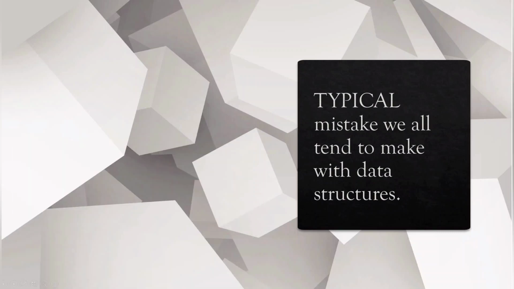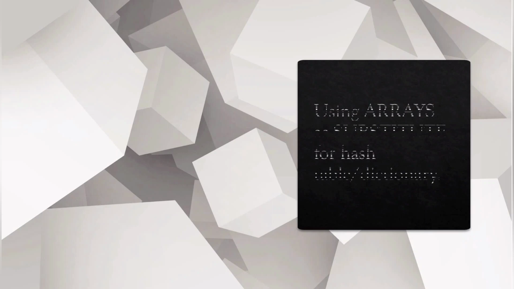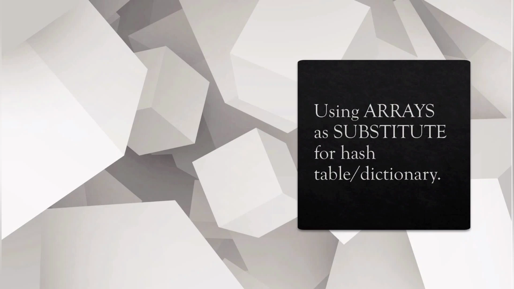Hi guys, in this video we are going to see a very common mistake that even a professional software engineer makes with data structures. This is a very classic example, which is using an array as a substitute for a hash table or dictionary.